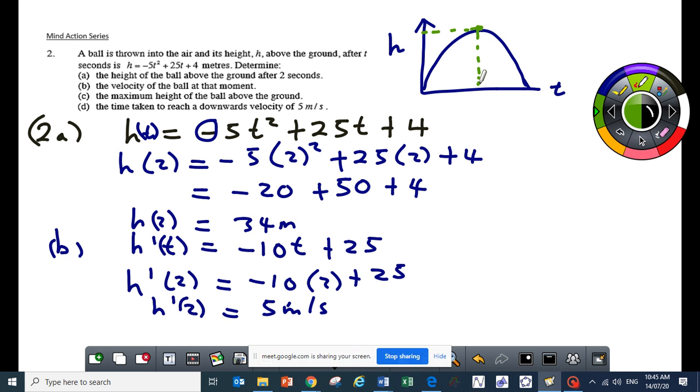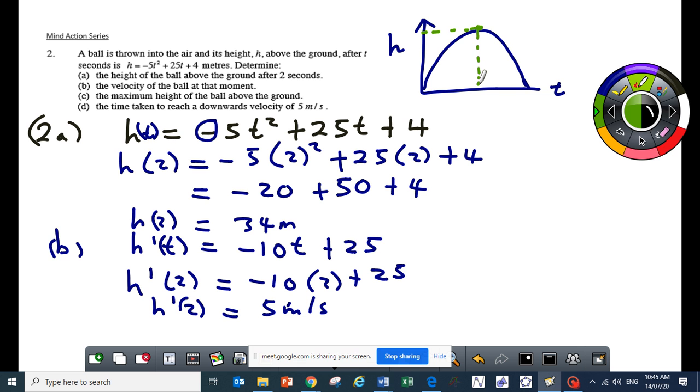So your knowledge of the quadratic graph that you learned last year is very important for you to answer this question. All right, now for this question, there are different approaches in terms of how you can get the height.